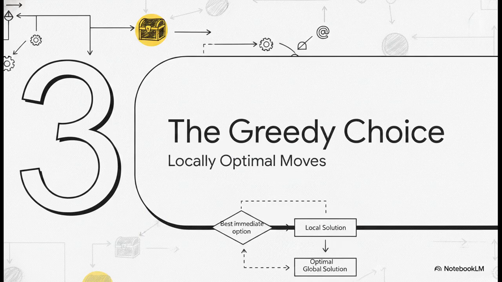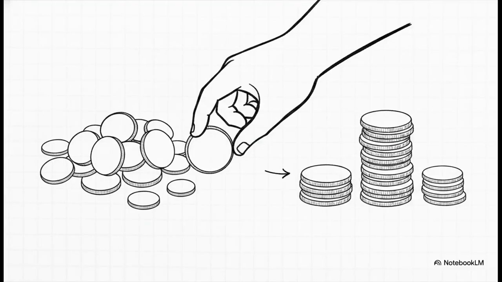Section 3. The greedy choice. Locally optimal moves. And this brilliantly illustrates what we call the greedy approach. Think about having to make 99 cents in change. Instinctively, you're going to pick the biggest coins first, right? So 3 quarters, then 2 dimes, then 4 pennies.